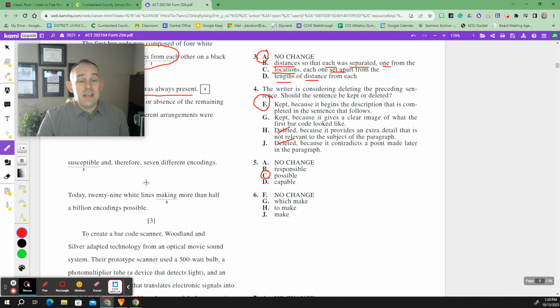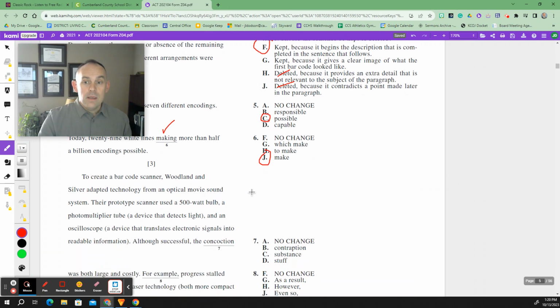Number 6 is a verb tense question. Today, 29 white lines making more than 500 million encodings possible. That's not correct, and that's not a complete sentence. I need the simple present tense, which is make. 29 white lines make more than 500 million encodings possible. All right, question number 7.